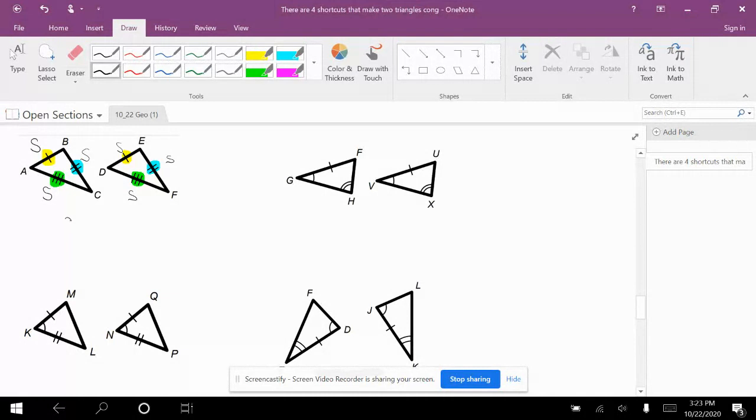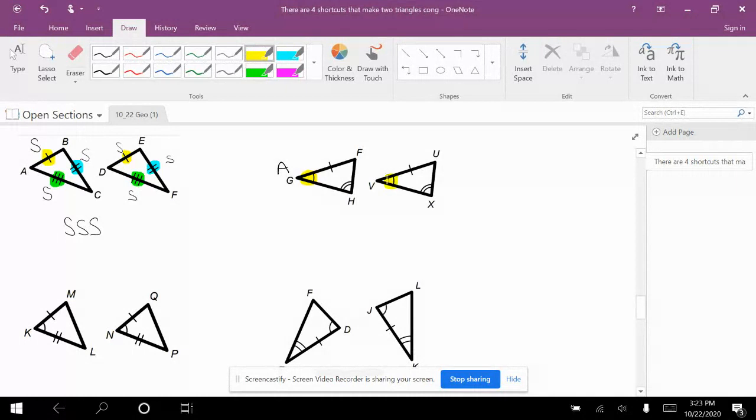So we have side, side, side as the condition. Lado, lado, lado es el condición de triángulo. For here, we have a mark in the corner. Tenemos una marca, una curva en la esquina. So this is an angle.